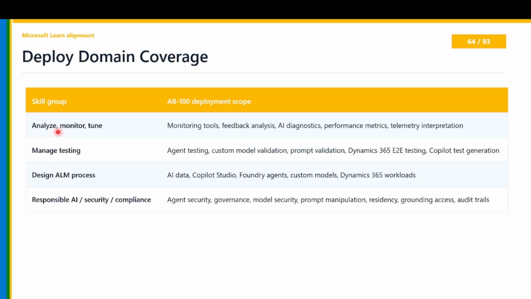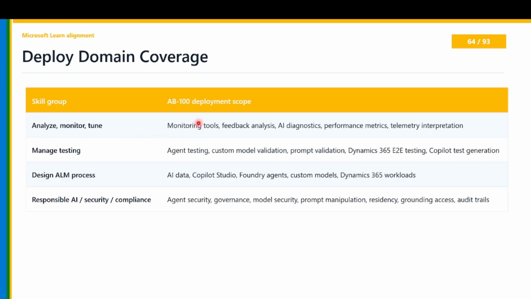So first, analyze, monitor, and tune. I know some of us here are Azure experts. So we know, if you've written AZ-104 or if you've been working with Azure, you know Azure Monitor and Application Insights, which is used for collecting telemetry, and Azure Monitor for end-to-end monitoring.